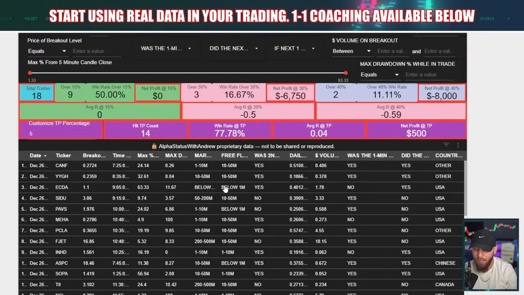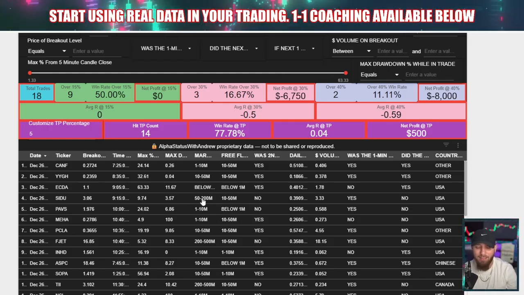So for ECDA, on the original breakout, no, I wouldn't have traded it because the 1-minute candle wasn't trending green, even though it's from the United States. Now, next up is going to be SIDU. This broke out at 9:15 a.m. EST. If we take a look at the market cap here, the market cap was between 50 and 200 million. As soon as the market cap is above 50 million, there is actually a way to make that setup profitable if you filter and you look at a couple things.